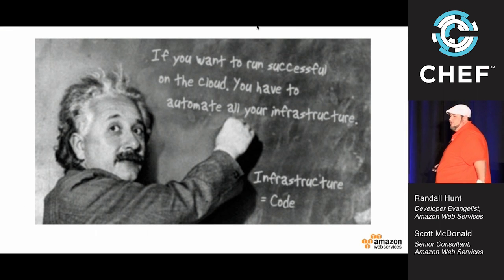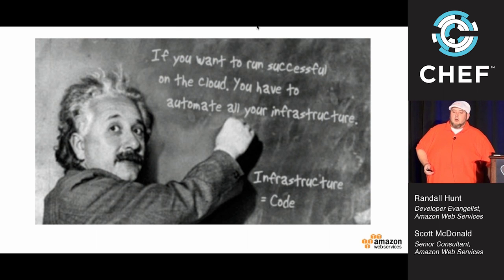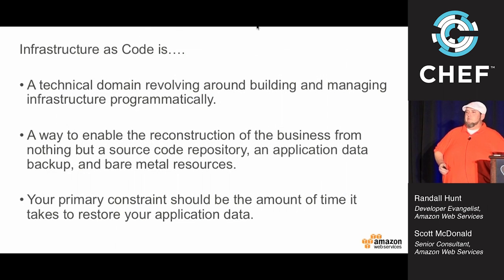So it doesn't take a genius to figure out that if you're going to be successful in the cloud, you really need to automate your infrastructure. So how do we automate our infrastructure successfully? On AWS, there's several different ways, but let's talk about infrastructure as code first.